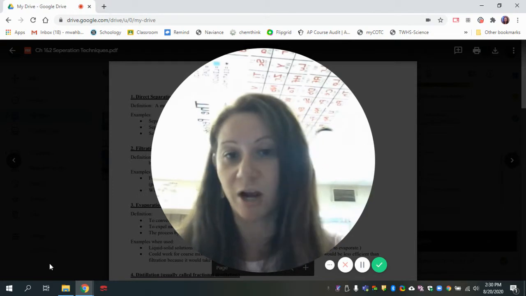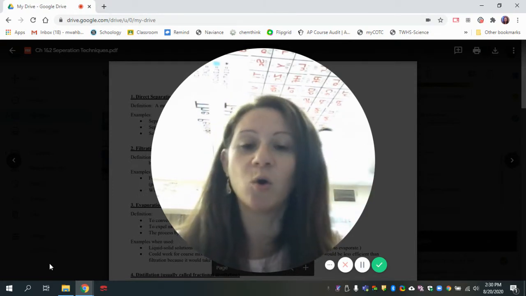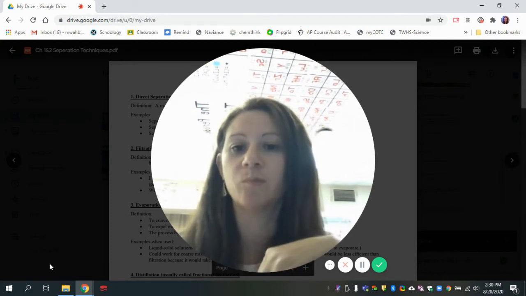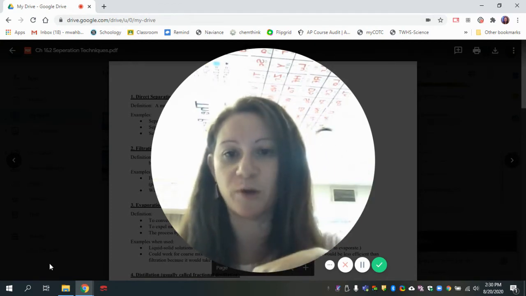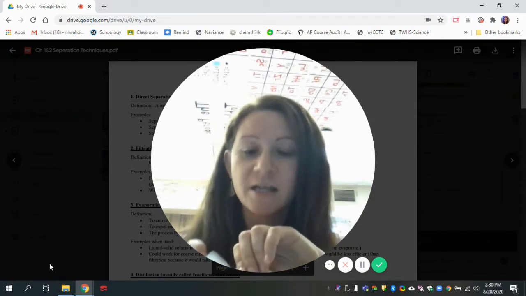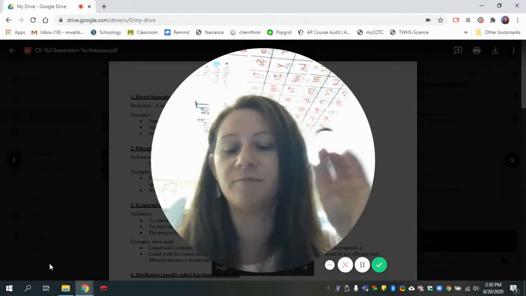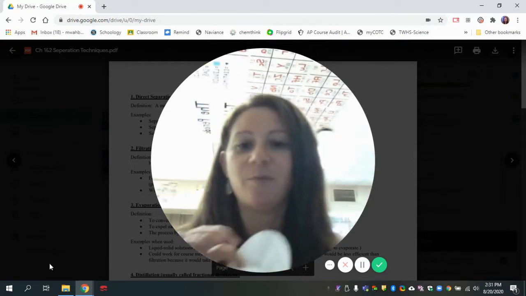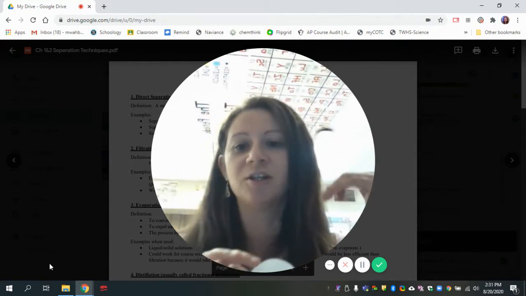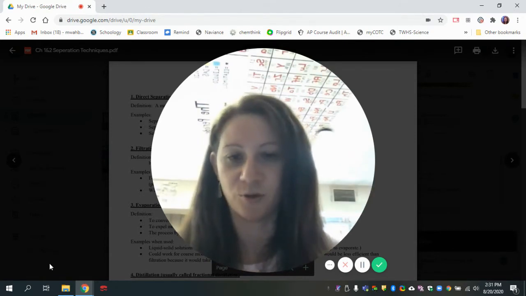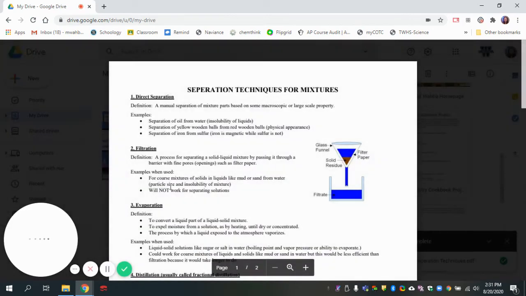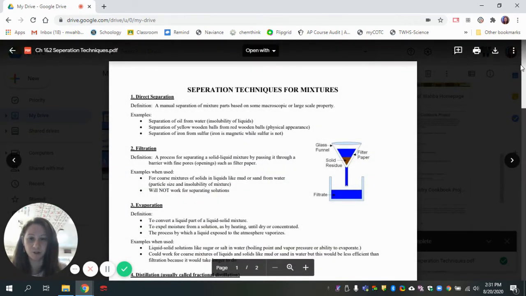You can let it air dry, which will probably take like a whole day, or you can put it in the oven to let it dry so that you can make sure that all the moisture and all the liquid has evaporated off before you mass this. And a lot of times you have to heat it up, mass it, then heat it up again, mass it, heat it up again, mass it. You do that until your masses are consistent. That way you know that you've driven off all the water. So that's filtration, solid and liquid, where the solid is not soluble in the liquid.